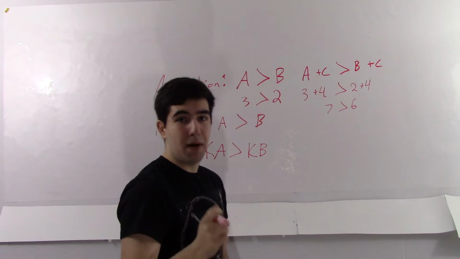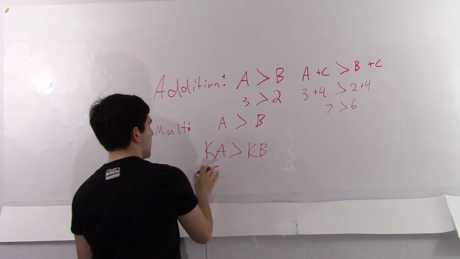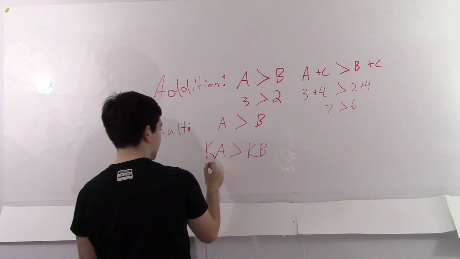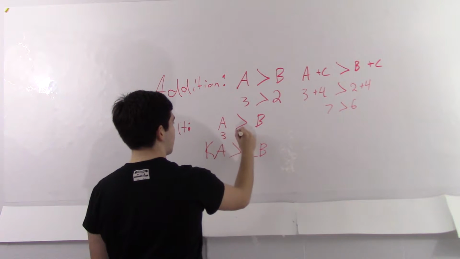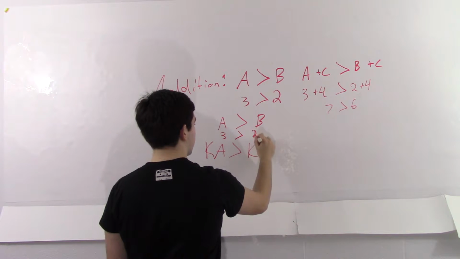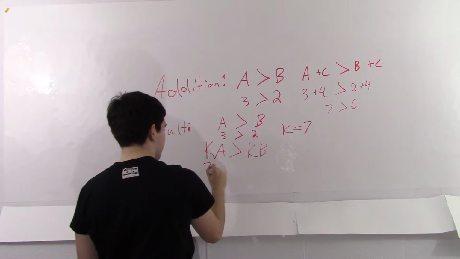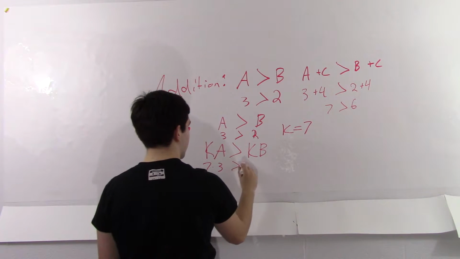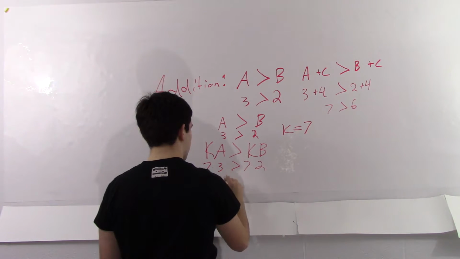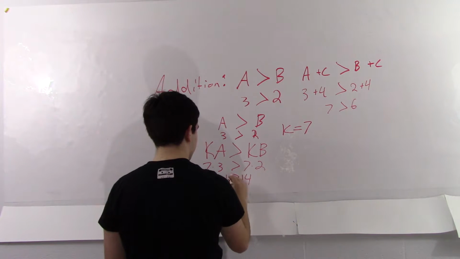Only when there's a positive number. If we have, let's say, A is still 3 and B is 2, and let's say K equals 7. So we have 7 times 3 is greater than 7 times 2, 21 is greater than 14.